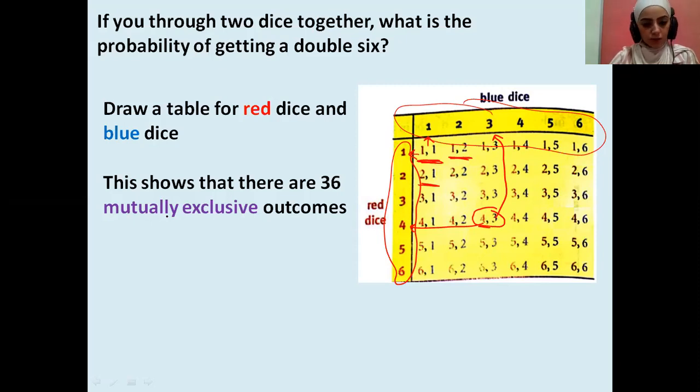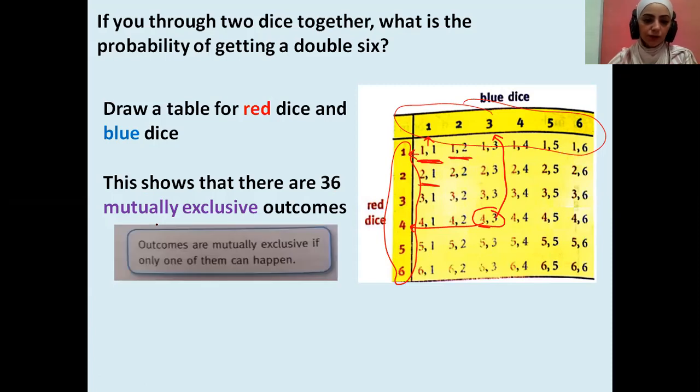There is a definition that was new for you. It says this table here shows that there are 36 mutually exclusive outcomes. What do we mean by mutually exclusive outcomes? Outcomes are mutually exclusive if only one of them can happen. We can't have two things at the same time. It's like 1 with 2 and 2 with 1. We can't have them at the same time. We either get 1 from the red dice, 2 from the blue dice, or 2 from the red dice, 1 from the blue dice.